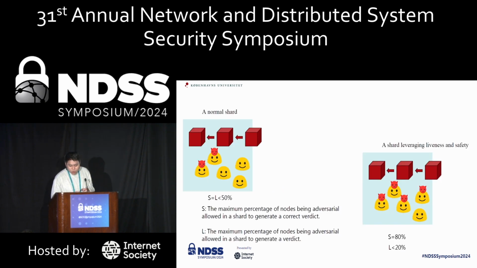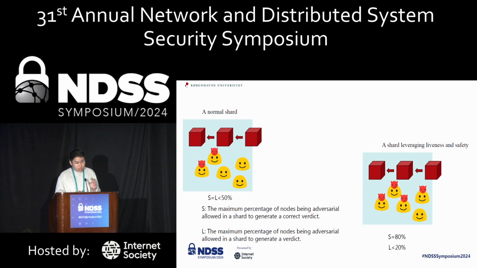However, with this increased bar for a decision, there come liveness issues. Let S be the maximum percentage of nodes being adversarial that is allowed in a shard in order to generate a correct verdict, and L be the maximum percentage of nodes being adversarial that is allowed in a shard in order for the shard to generate a verdict. Like for this normal synchronized communication shard, in this example, we have 5 nodes, with 2 of them being adversarial. A decision is reached when at least 3 nodes agree to it.